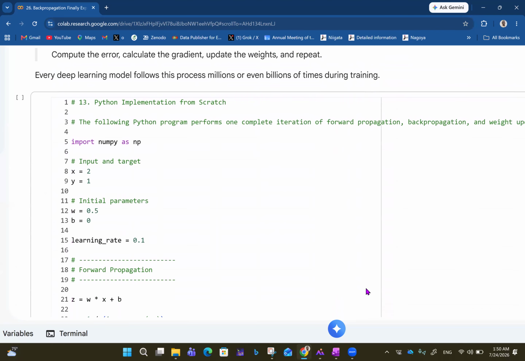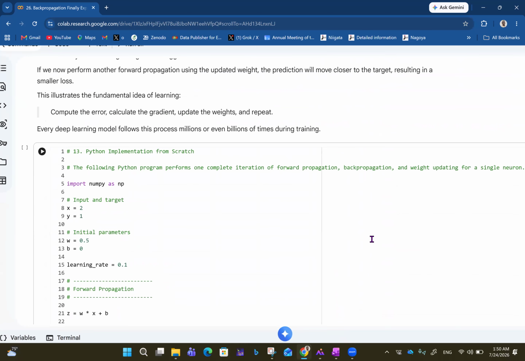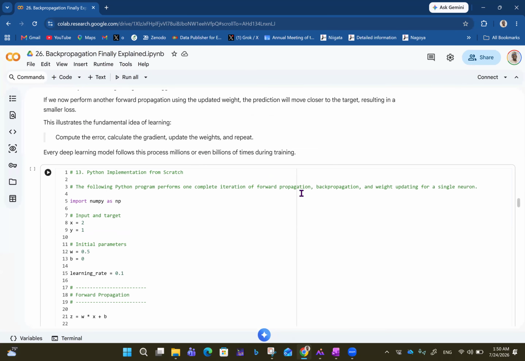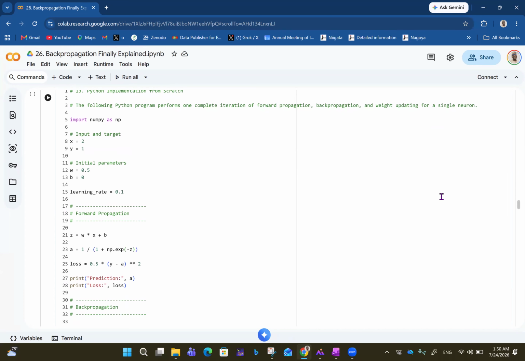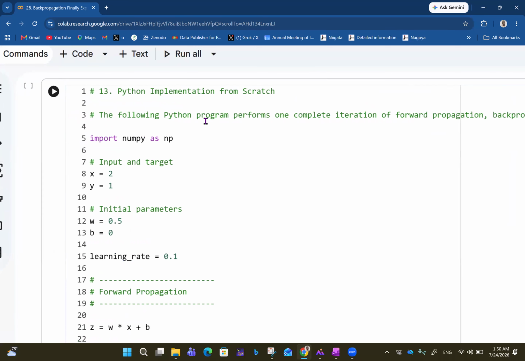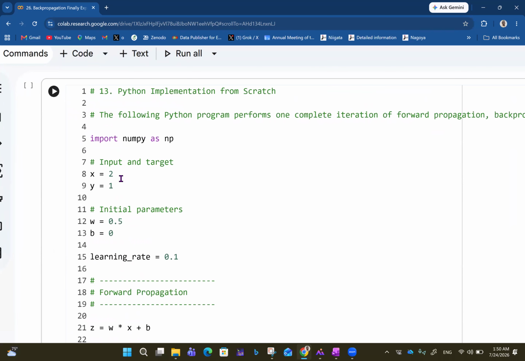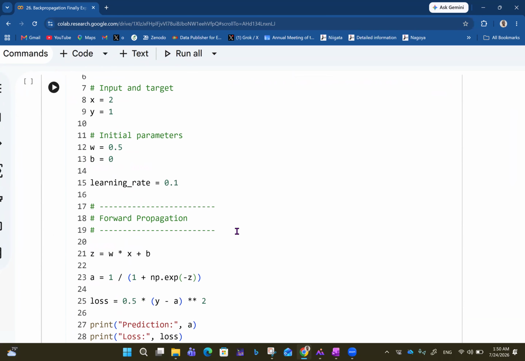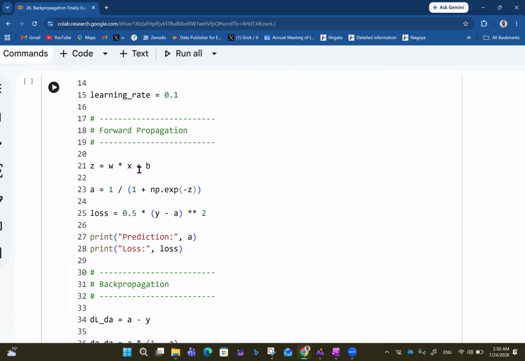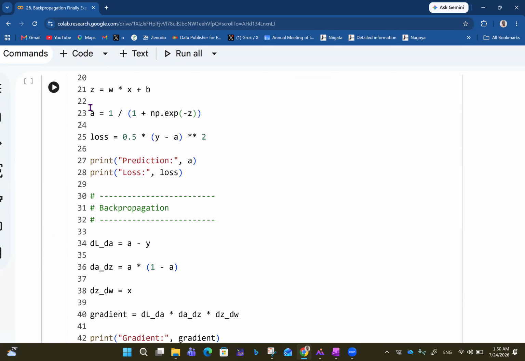So, the Python implementation of what we have just done. The following Python program performs one complete iteration of forward propagation, backward propagation, and weight updating for a single neuron, just like the one we had up there. You have the input and the target. The input is x equals 2, and the target is 1. The initial parameters are w is 0.5 and b is 0. The learning rate is taken to be 0.1. For forward propagation, you have z equals wx plus b. The activation function is 1 over 1 plus e raised to power minus z.